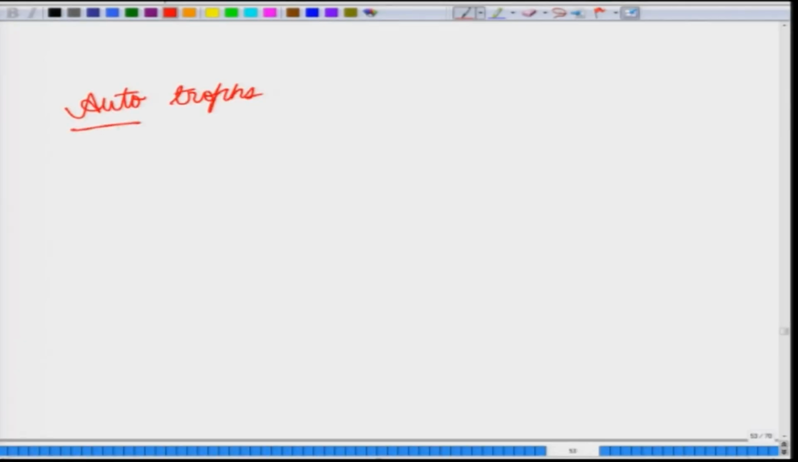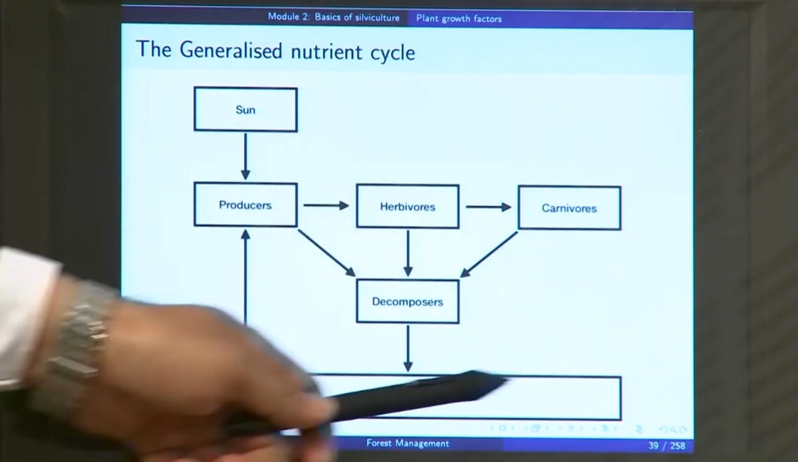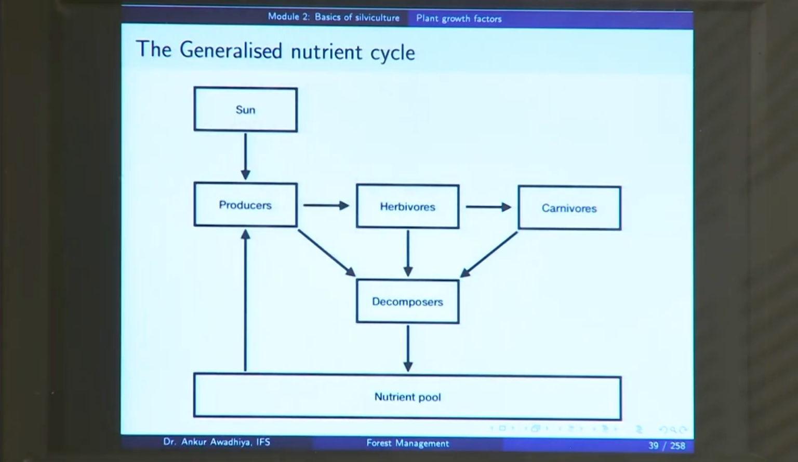Autotrophs. Auto is self and troph is nutrition. So, autotrophy is self nutrition, you are making food by yourself. So, these autotrophs are also known as producers. Now, the sun is giving light to these autotrophs, which are in turn producing food for the other organisms.